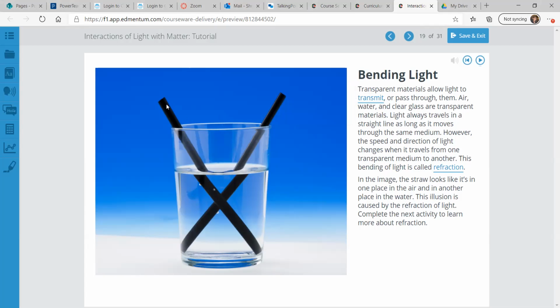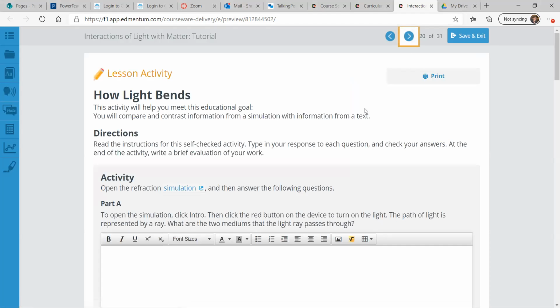You see how it appears the straw is going this way, and then as if it's bent in the water. That's all because air is one medium that light is passing through, and then water is another medium. And whenever you're going from one medium to another, it will look different because light is passing through at a different speed and direction. Okay? It's an illusion created by the refraction of light.